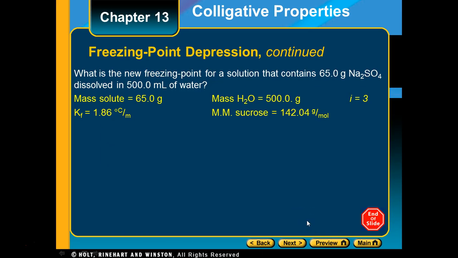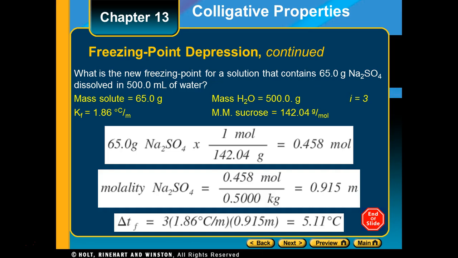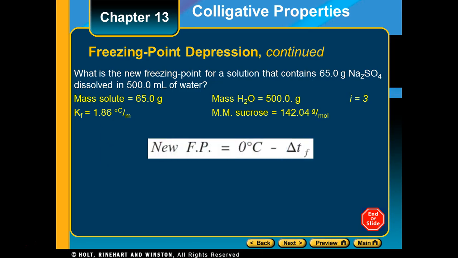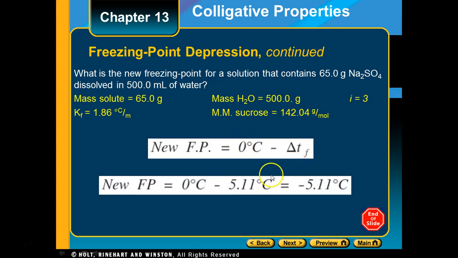Alrighty, so now we have the change in the freezing point. Let's go ahead and find the final freezing point. Again, it's water, so it's easy peasy. 0 minus our change in freezing point. Easy. So it's just going to be negative 5.11 degrees Celsius right here.